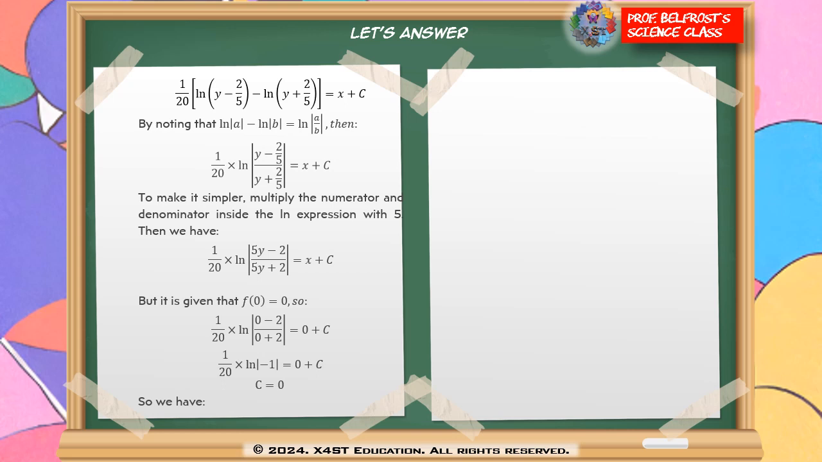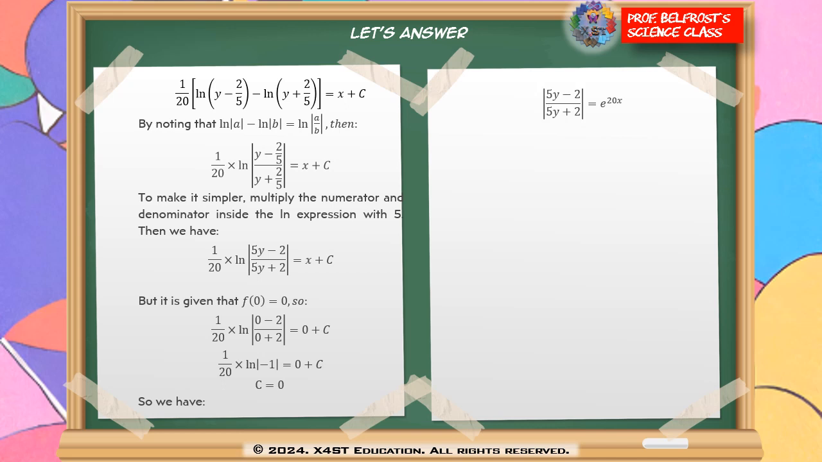And to make this simpler, we can multiply the numerator and denominator by some value, which in this case is 5. So we can rewrite it as 1/20 times ln |5y - 2 over 5y + 2| equals x plus c. But it is given in the problem that f(0) equals 0. So by substituting this value, we can find c. C is 0. So now we can solve it much more easily.